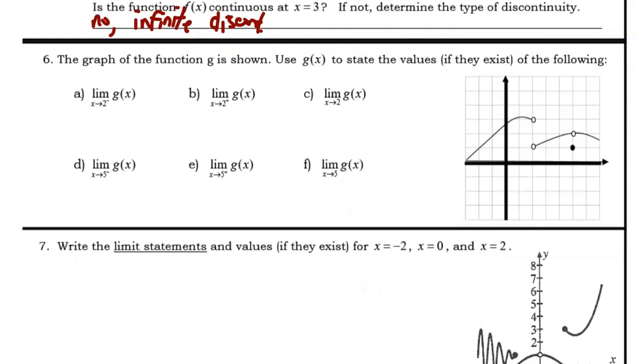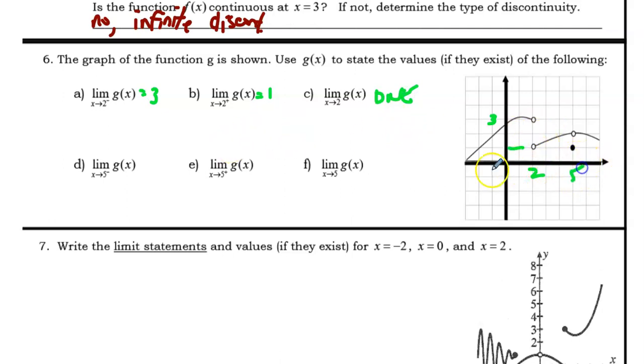So for question 6, look at the graph below. So 2 to the left. So we're looking at 2, which is right here. So to the left is going to be this y value right here, which is going to be equal to 3. 2 to the right is going to be this y value right here, which is going to be 1. So clearly this limit will not exist because the left and right hand limits are not equal to each other.